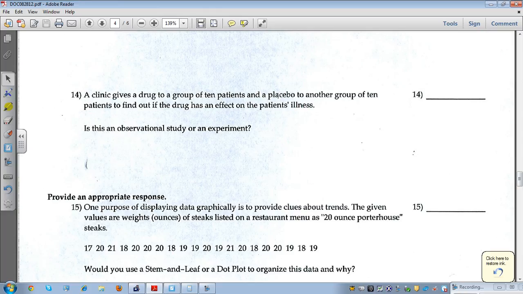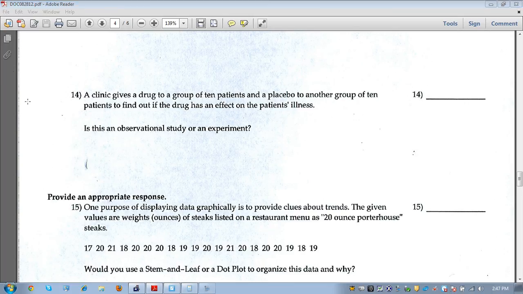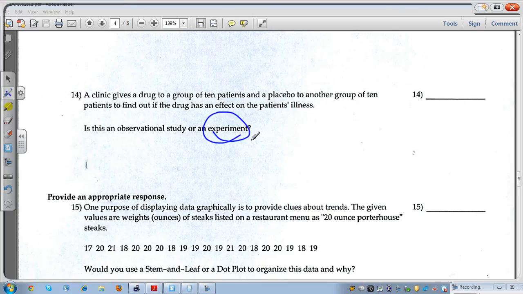A clinic gives a drug to a group of 10 patients, and a placebo to another group. Is this an observation or an experiment? This is going to be an experiment because you're doing something. If you're giving something to a group, or you're breaking people up into groups, then you're talking about an experiment. An observational study is just that. You show up and watch.